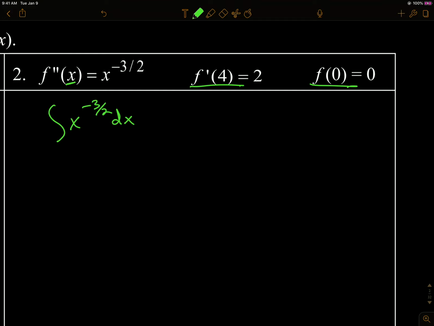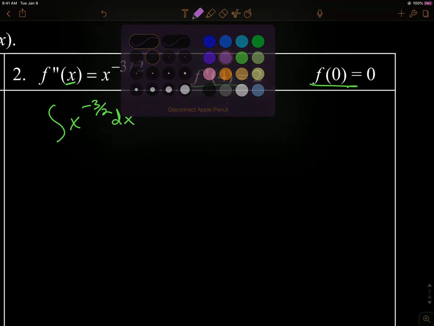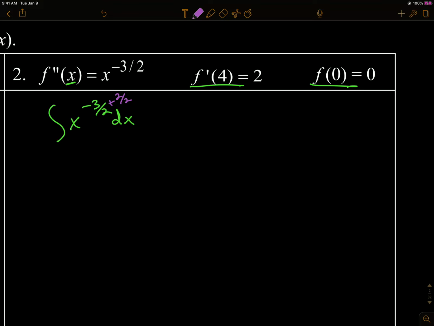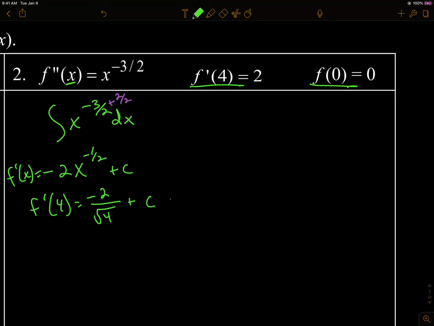So we're going to apply power rule on this guy. So I'm going to add 1 to the exponent. So I get negative 1/2. Then times the reciprocal of that, so it's a negative 2 plus c. So that's my f prime of x. So my f prime of 4 is equal to negative 2 over root x, so that's a 4 because we're plugging in 4, plus c, which equals 2.